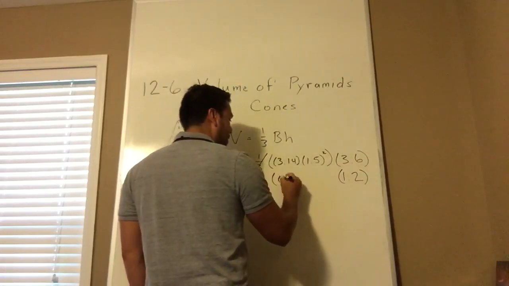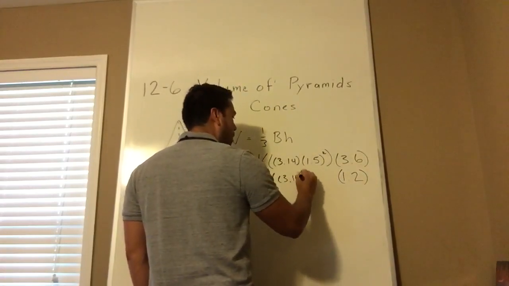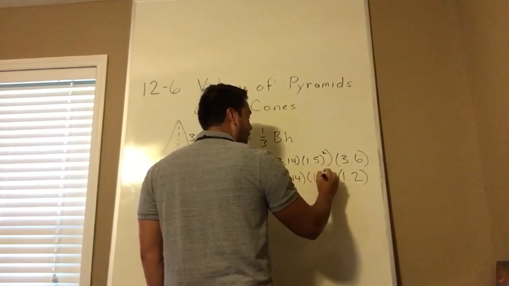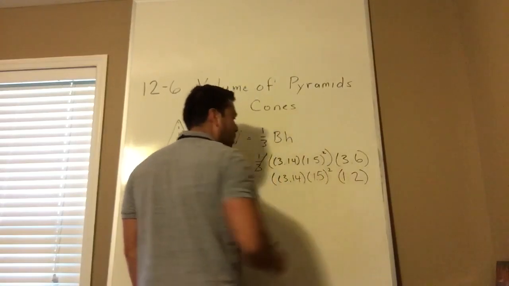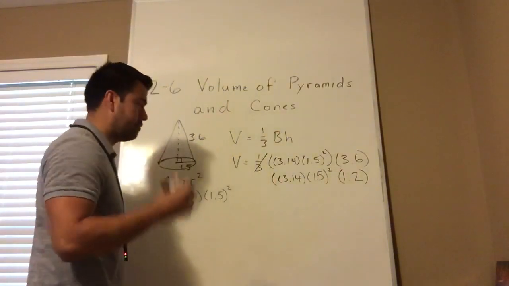So now I have 3.14 times 1.5 squared times 1.2, which is, again, very nice.